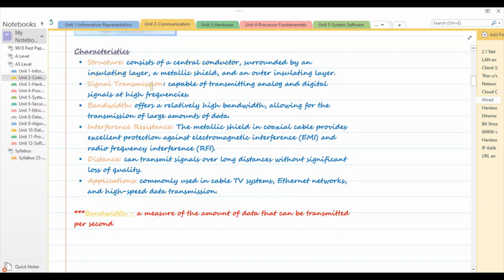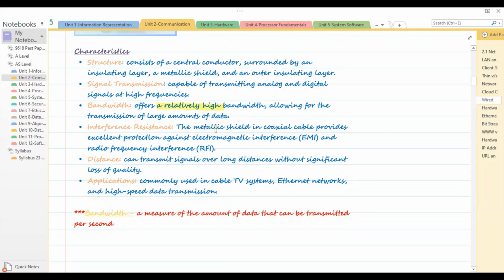Signal transmission: capable of transmitting analog and digital signals at high frequencies. Bandwidth: offers a relatively high bandwidth. What is bandwidth, by the way? Bandwidth is basically a measure of the amount of data that can be transmitted per second. It's a measurement of how much data can be transmitted per second. So higher bandwidth means more data can be transmitted per second.